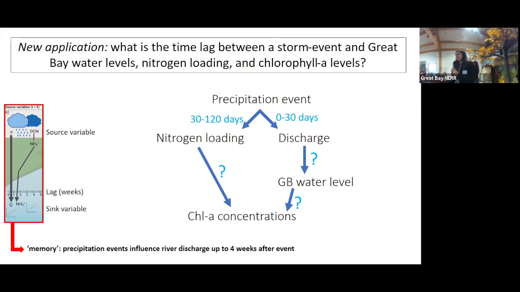And this is an important result to think about in terms of Great Bay ecology. So for example, what about the lag time between a storm event and Great Bay water levels, the lag time that then occurs for nitrogen loading and chlorophyll A levels? Does the same lag time and memory apply as in its watersheds? We can use information theory or other time series methods that incorporate lag times to address this type of ecosystem scale question.